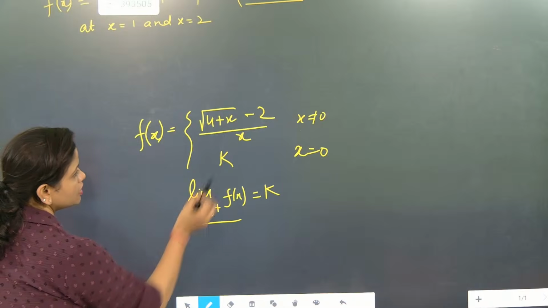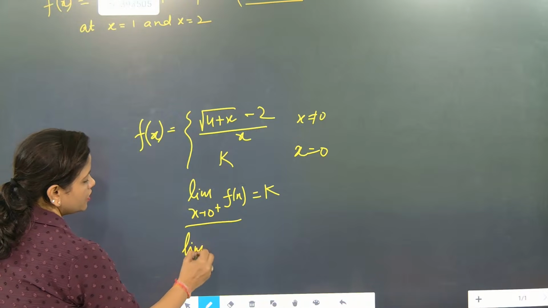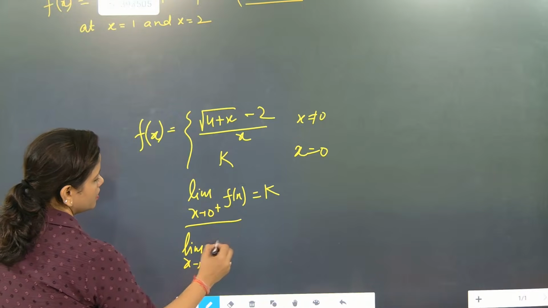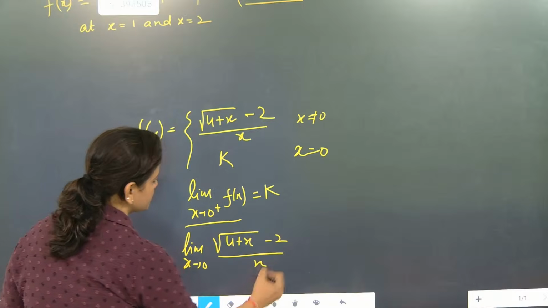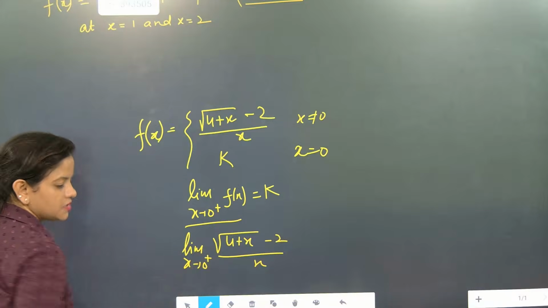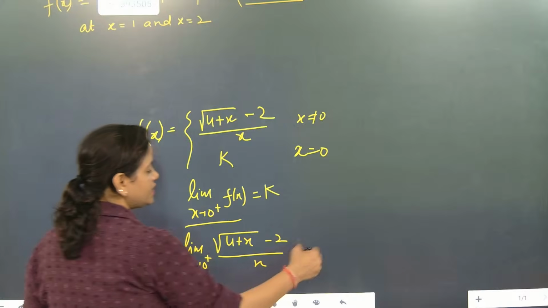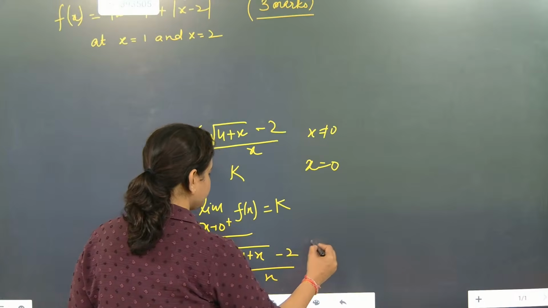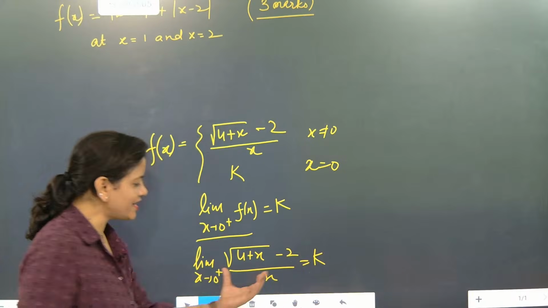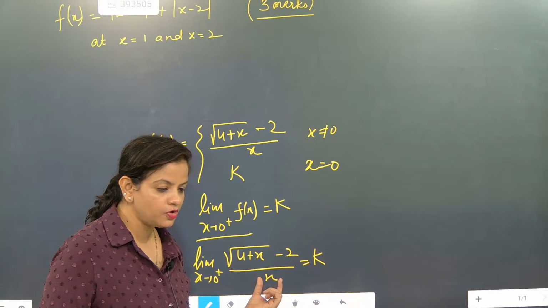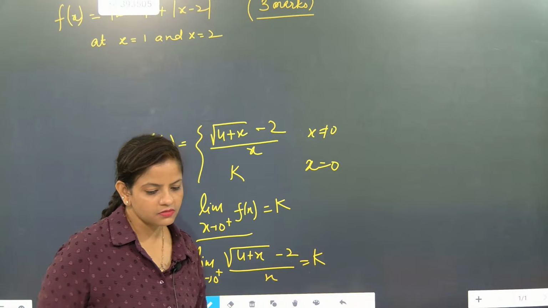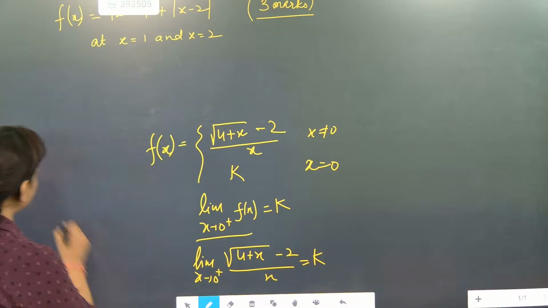So this also will come this only. Limit x extends to 0, root under 4 plus x minus 2 by x, and that is equal to k. Directly rationalize it, correct? Because x will be 0 in the denominator, it will not be solved, so you need to just rationalize it.